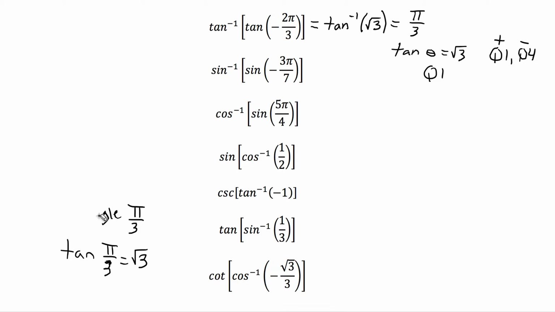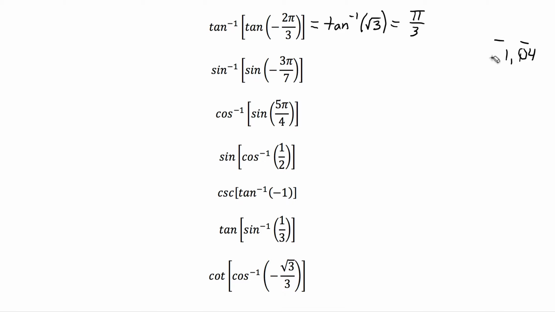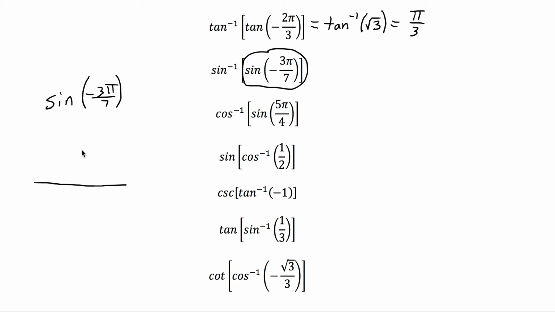All right, so that takes care of the first one. All right, so the second one, we're going to kind of do the same thing. We're going to go inside the parenthesis first and work on that. So I need to deal with sine of negative 3 pi over 7. All right, so let's draw it first. Now, this is not an angle that I am familiar with, so I've got to kind of figure out which quadrant this angle lies in.